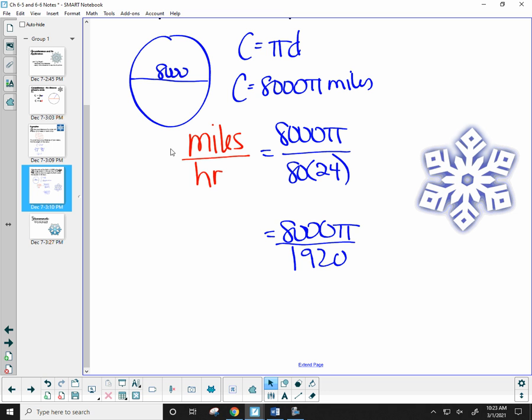Right, so now this is one case where you don't want to leave your answer in terms of pi. Right? You're not going to tell someone they need to go 4.2 pi miles per hour. Right? Because that's not on my speedometer. Okay, so 8,000 pi divided by 1920 gives you about 13.1 miles per hour.